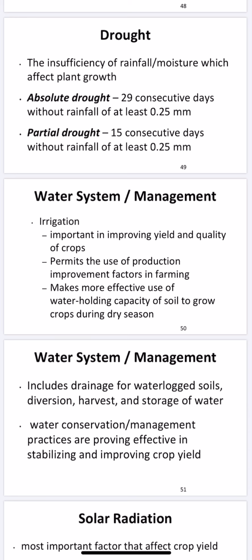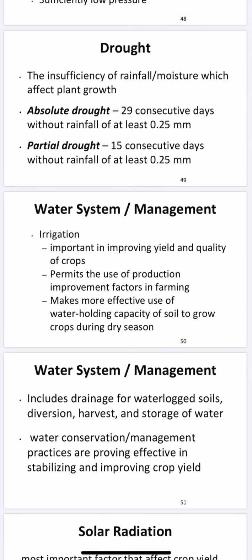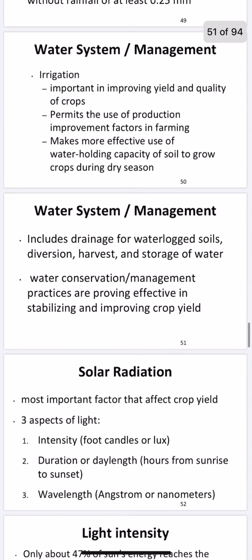It's absolute when it constitutes 29 consecutive days without rainfall of at least 0.25 millimeter. But it's only partial if it's only 15 consecutive days without rainfall of at least 0.25 millimeter. So mostly, under drought, absolute drought definitely can kill or dry out the plants. And with partial drought, most of the plants can still thrive, but the growth and the yield are already affected.